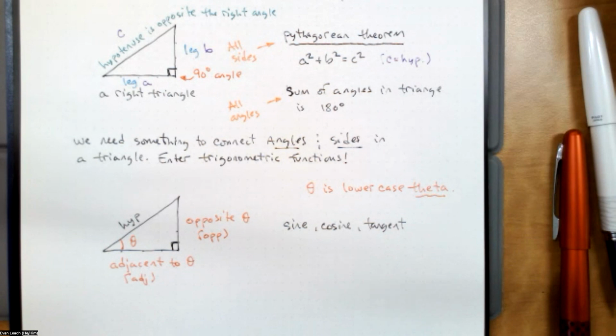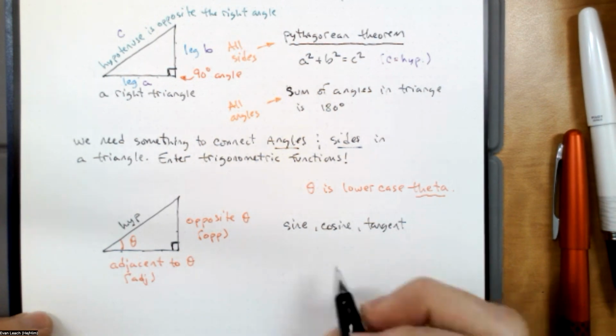These three trig functions are going to complete our relationships between the three sides and the three angles of a right triangle. It's going to be a connection between the angles, one angle in particular, but we get the other one kind of for free, and the sides.